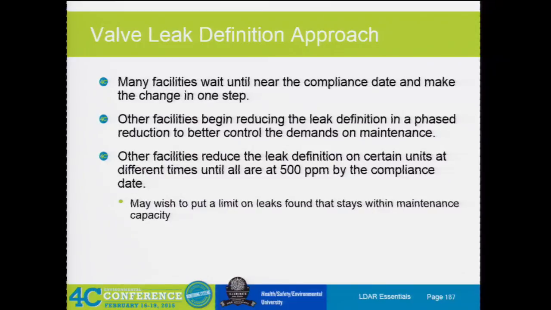Okay. Many facilities wait until near the compliance date to make the change in one step. We have seen that, and we've seen facilities get completely overwhelmed. And that's when they call in the contractors to come help, and everybody's jumping on the ground to try to get going because they've just waited too long. That would not be my advice.